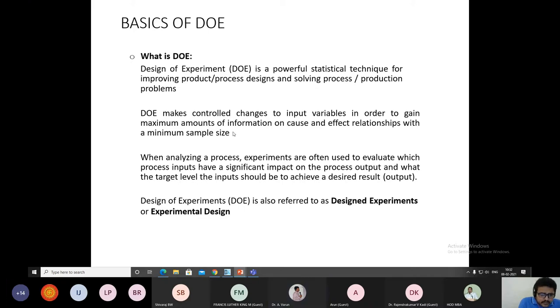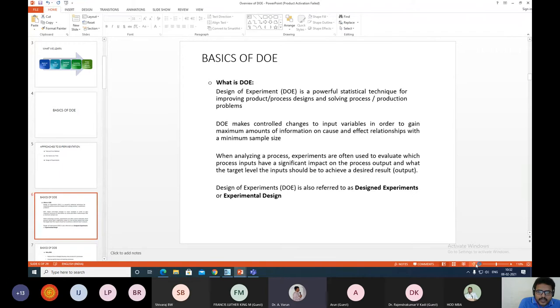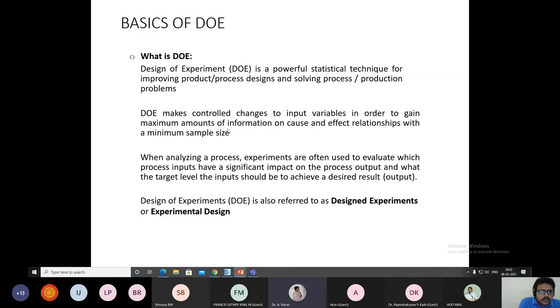Yes? Sir, you are still showing the first slide, sir. This basics of DOE is coming. Six. Yes, sir. Because actually the slide is not moving, so we thought something is wrong, a problem at your end. Okay. No, I'm just explaining orally. Yeah. Sure, sir. So basics of DOE is visible, no? Yes, sir. Okay.